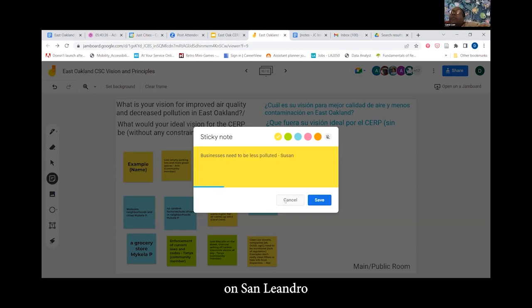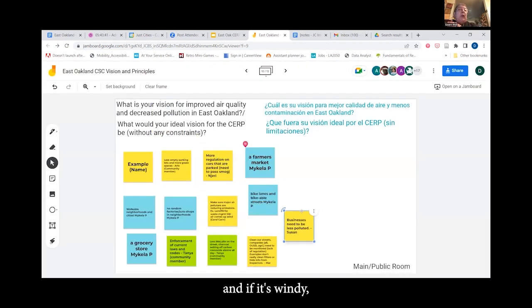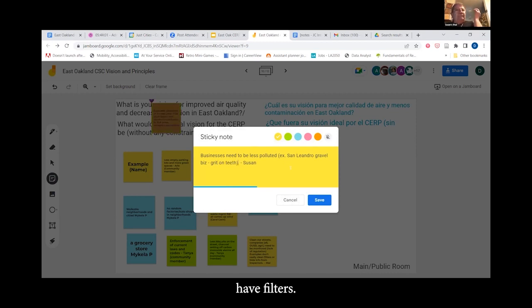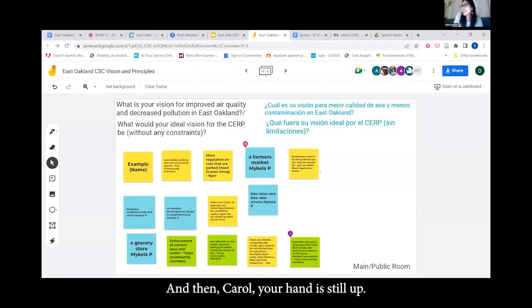On San Leandro, there's that gravel business. And if it's windy, the dust from the gravel is so bad. If I'm outside in my garden, I have grit on my teeth. And I really feel they should somehow, I don't know how, have filters so it's not in the air so much. Got it, got it. Thank you. And then Carol, your hand is still up. Would you like to add?